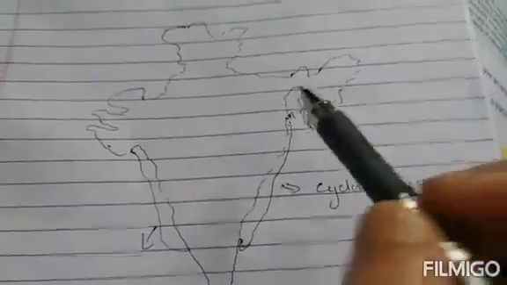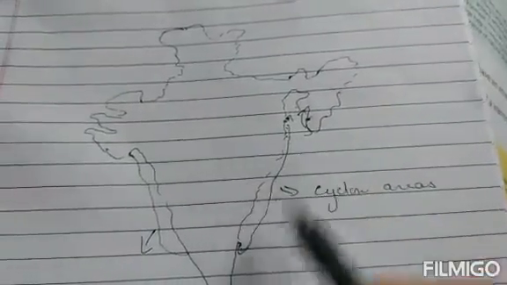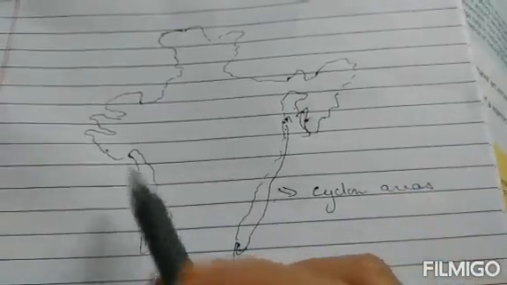Another factor is cyclone. A cyclone is a storm accompanied by very strong wind with great speed and heavy rainfall. This cyclone causes tremendous damage to the life of people, property and nature also. Cyclones mostly occur in coastal areas. In India, cyclones mostly occur in the coastal regions of Tamil Nadu, Orissa, Andhra Pradesh, West Bengal, Maharashtra and Gujarat.